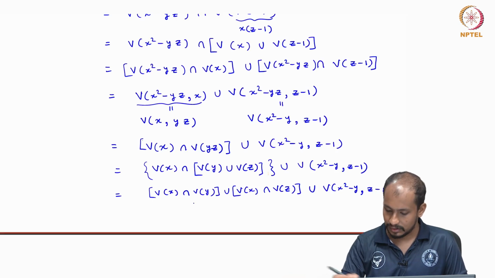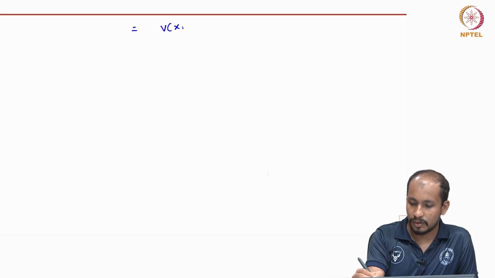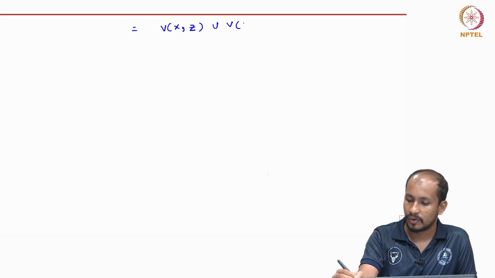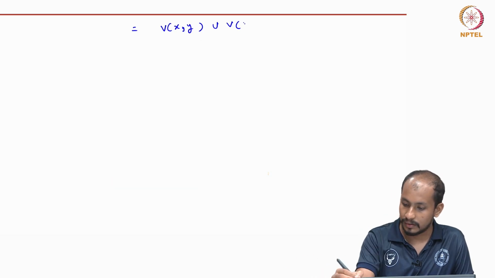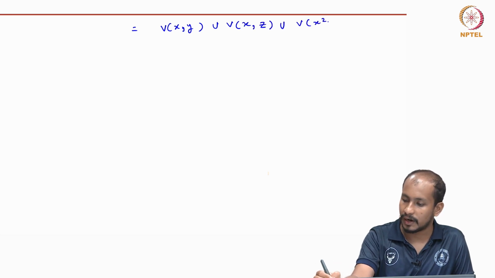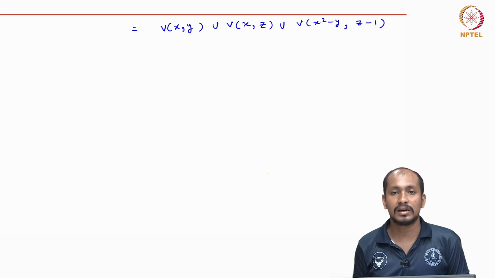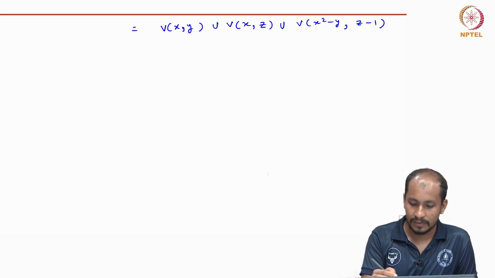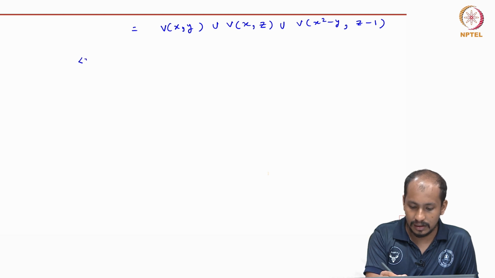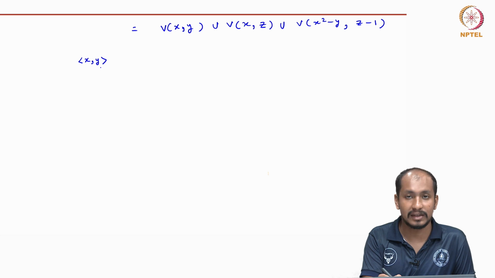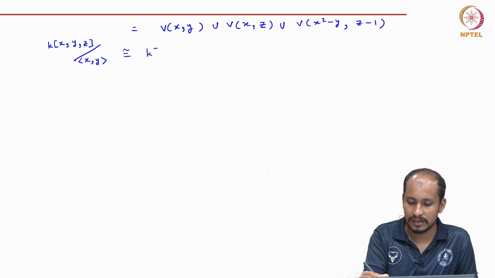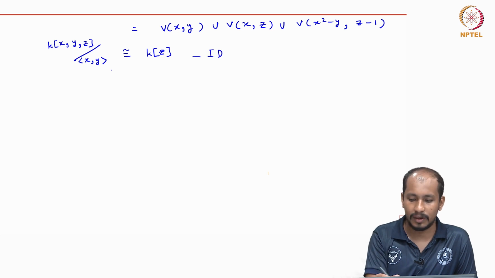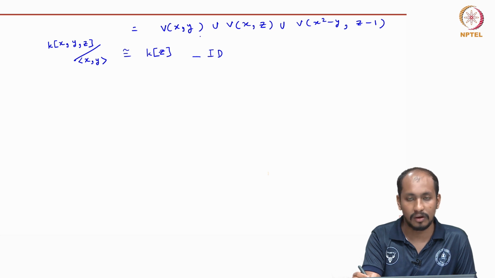Now from this previous expression we can rewrite this as V(x, y) union V(x, z), then union V(x squared minus y, z minus 1). Now these are the irreducible components of Y. Why? Because this ideal generated by x and y is a prime ideal, because k[x,y,z] modulo this is isomorphic to k[z], so this is an integral domain, so this is a prime ideal. So this V(x, y) is an irreducible closed set.